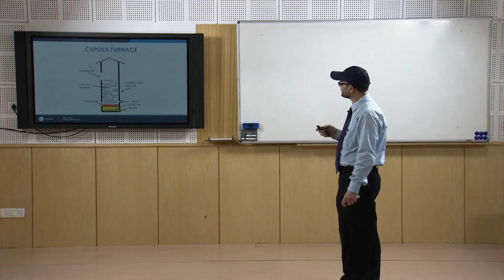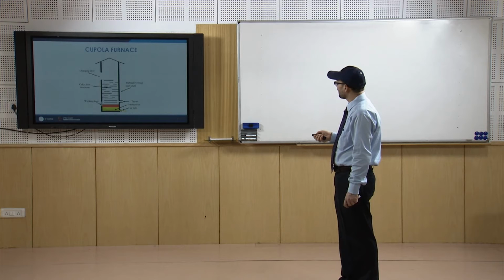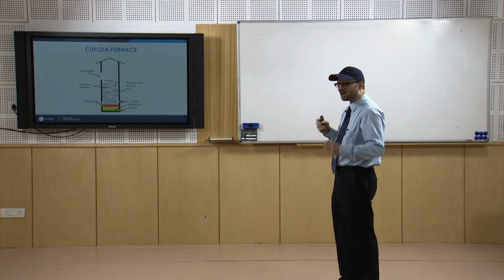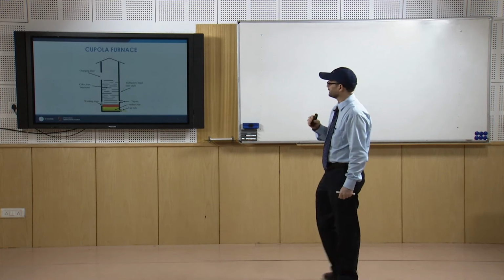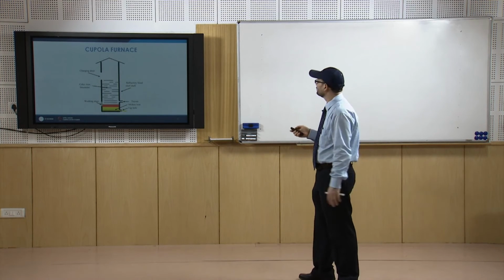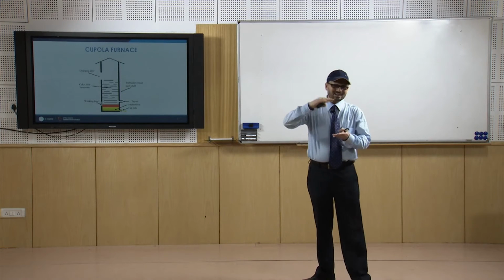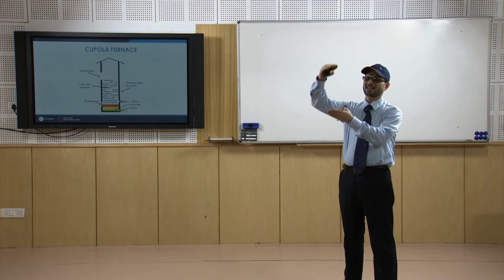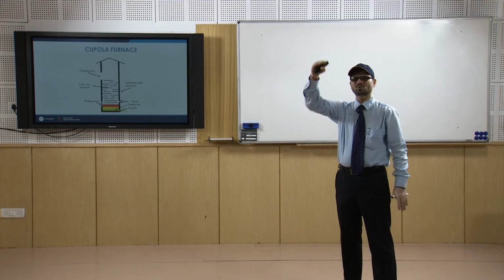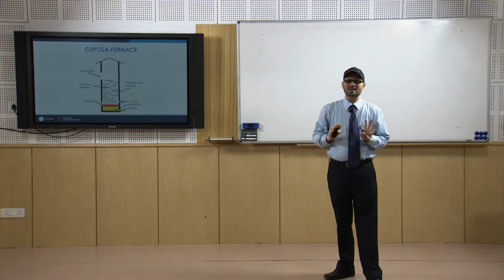In this case, you have the charging door. From the charging door you charge the metal. The charging is done with three things in alternate layers: iron ore, coke and limestone. Alternate layers of iron ore, coke and limestone, again iron ore, coke and limestone. This way the alternate layers of iron ore, coke and limestone are used.